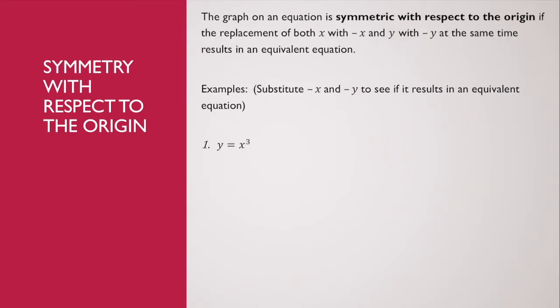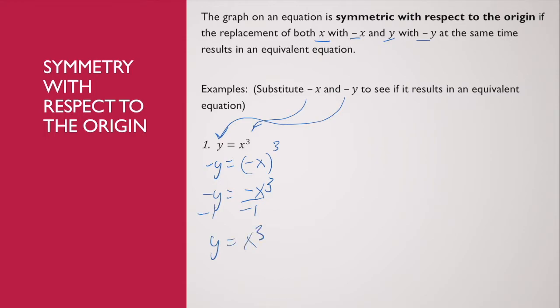So the graph of an equation is symmetric with respect to the origin if when I change, again, like I said, x and y, I get the same equation. So let's test this. I substitute in negative x and negative y. So I've got negative y is negative x cubed. Well, I could divide both sides by negative 1. So I get y equals x cubed.